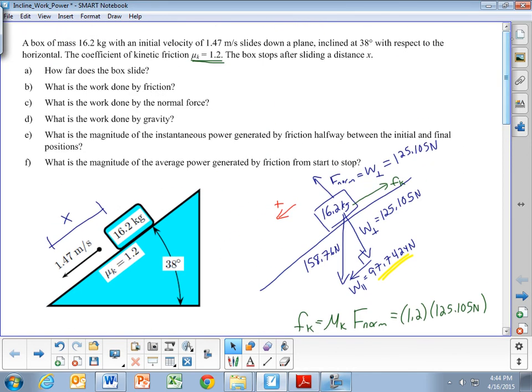Okay, so part A involved kinematics. Parts B, C, and D involved calculating work, which is the force times the distance. Parts E and F, we're looking at power. E wants the instantaneous power halfway between the initial and final positions, the instantaneous power generated by friction. And part F is asking for the average power generated by friction from the start to the stop.